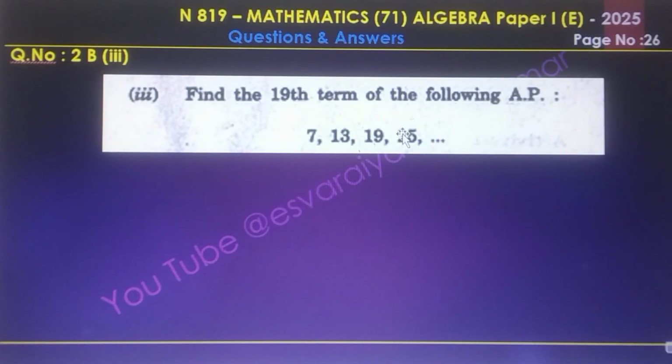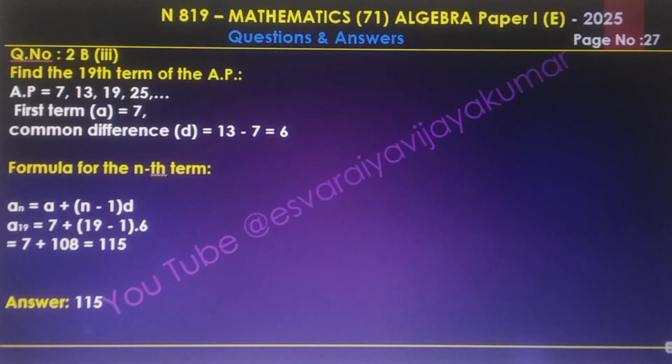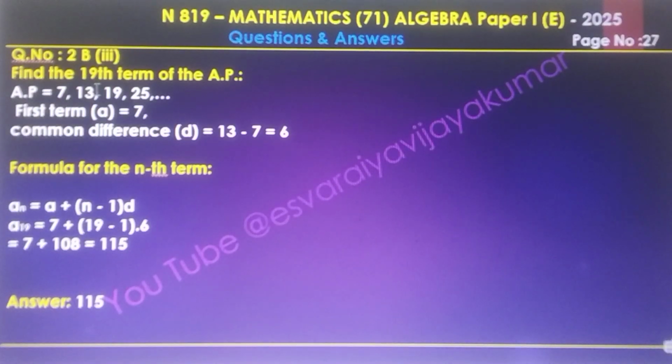2B3, find the 19th term of the AP 7, 13, 19, 25. The first term a equal to 7, then common difference d, 13 minus 7 equal to 6. The formula of nth term a n equal to a plus n minus 1 d. a 19 equal to 7 plus 19 minus 1 into 6, d equal to the value 6. We are getting 108 plus 7, 115. That is the final answer.